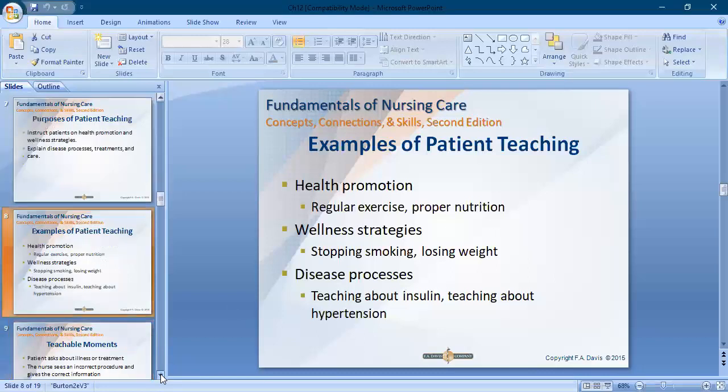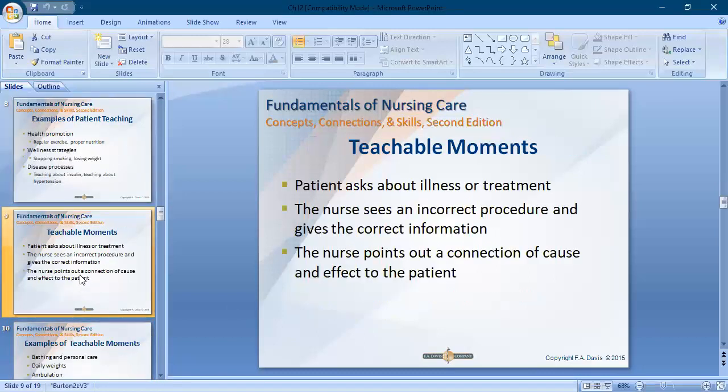And go on to the next here. So some teachable moments: the patient asks about the illness or treatment, the nurse sees an incorrect procedure, and also gives the correct information.